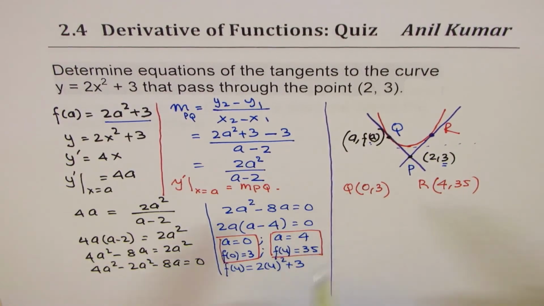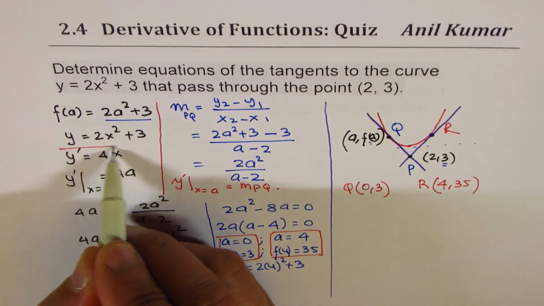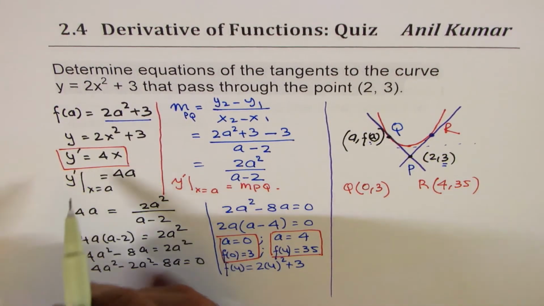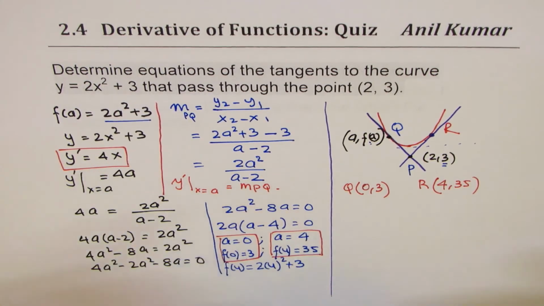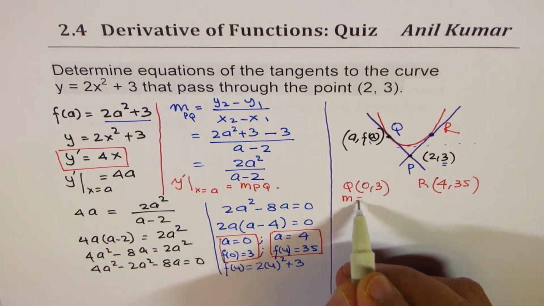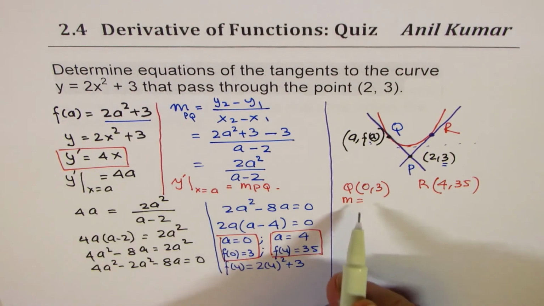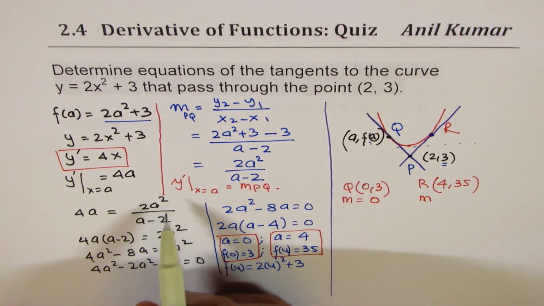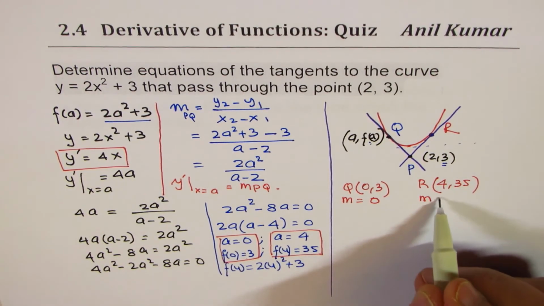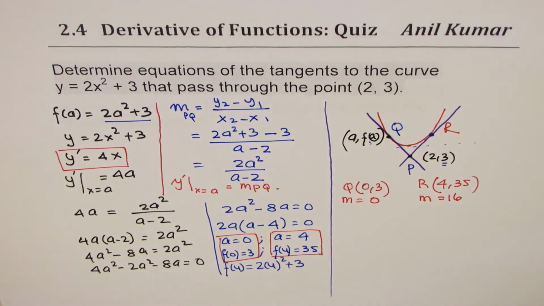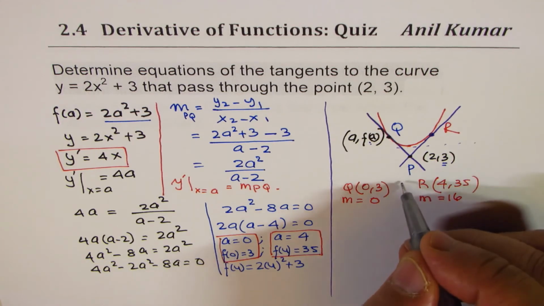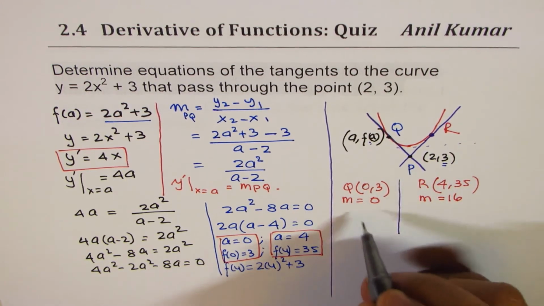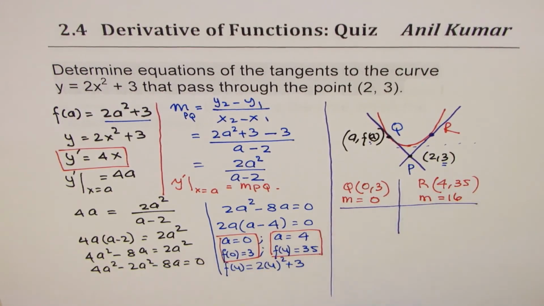Now slope is given by this expression. Y dash is 4 times x value. So slope m in this case is 4 times 0, which is 0. And in this case, slope is 4 times 4, which is 16. Perfect. So we have 2 different lines. So these are the tangent lines.